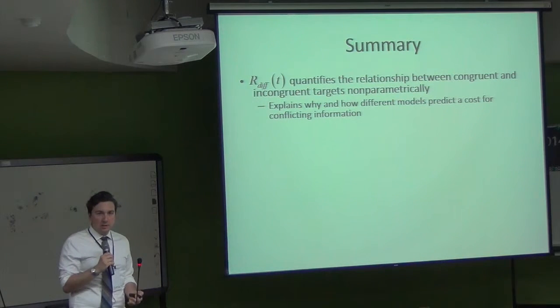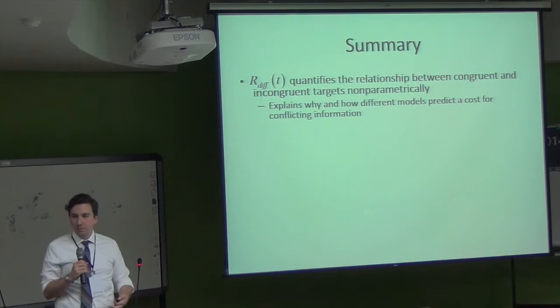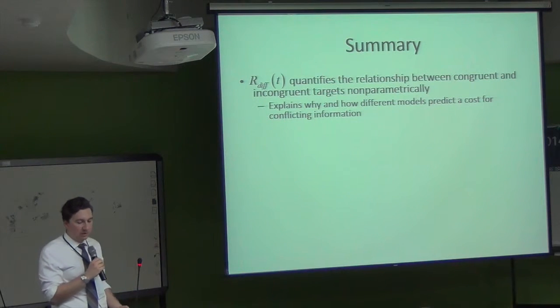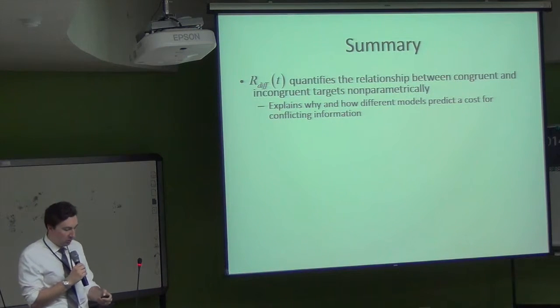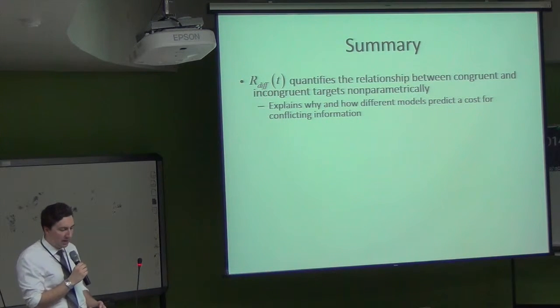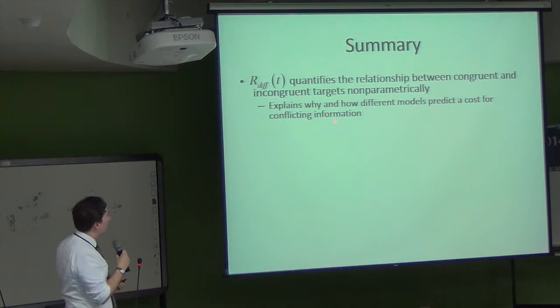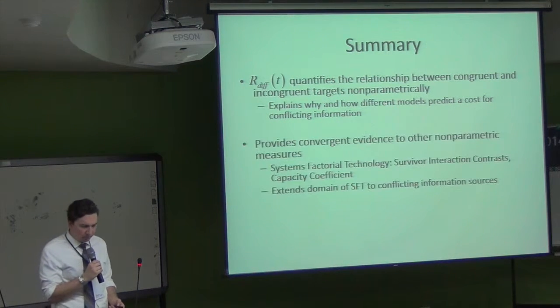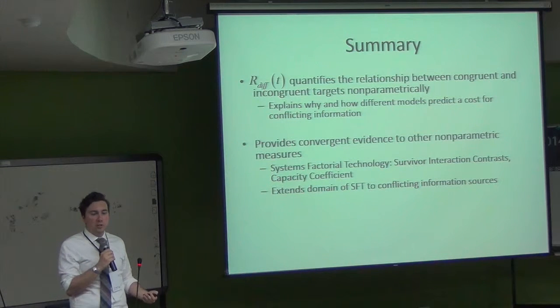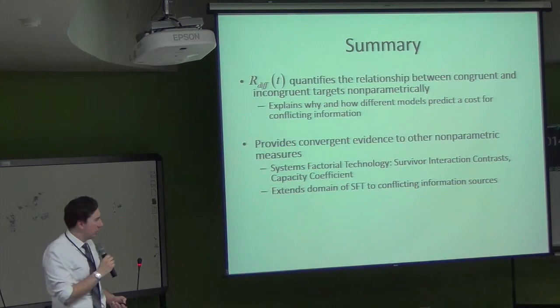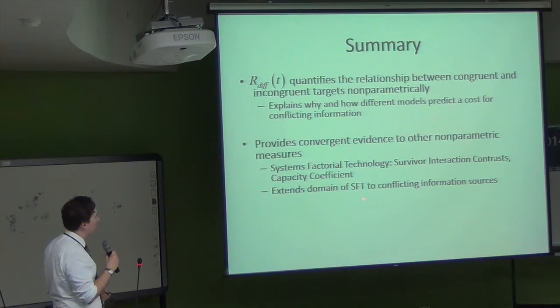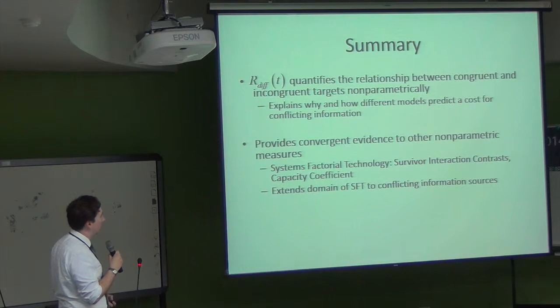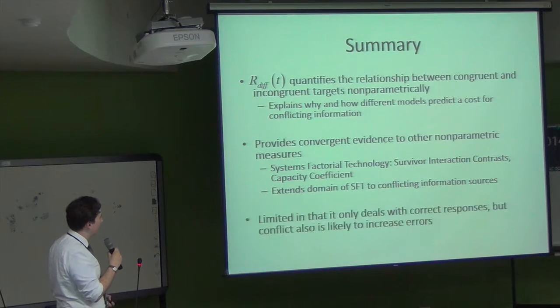So this resiliency difference function quantifies the relationship between congruent and incongruent targets in the same sort of non-parametric fashion that the other systems factorial technology measures do, so the SICs and the workload capacity measure. It explains why and how different models predict the cost for conflicting information. And it provides convergent evidence to other non-parametric measures. And it extends the domain of the systems factorial technology to conflicting information sources.